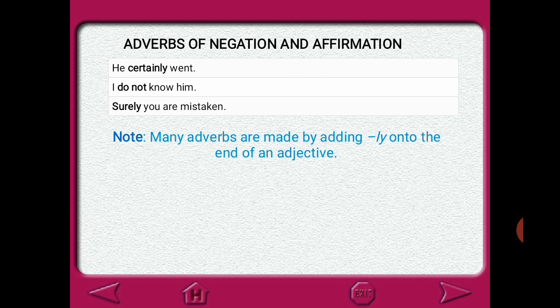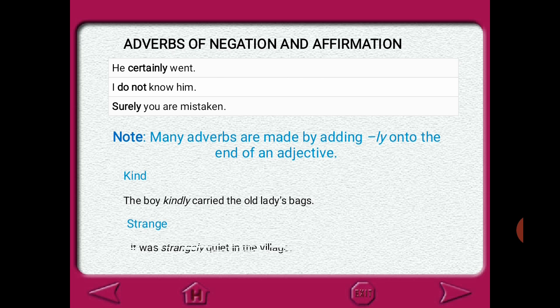Note one thing, children, about these adverbs: many adverbs are made by adding ly onto the end of an adjective. Many adverbs have the suffix ly. Like kind: the boy kindly carried the old lady's bag. Kind has been changed into kindly by adding the ly suffix. Then strange is changed into strangely. It was strangely quiet in the village.